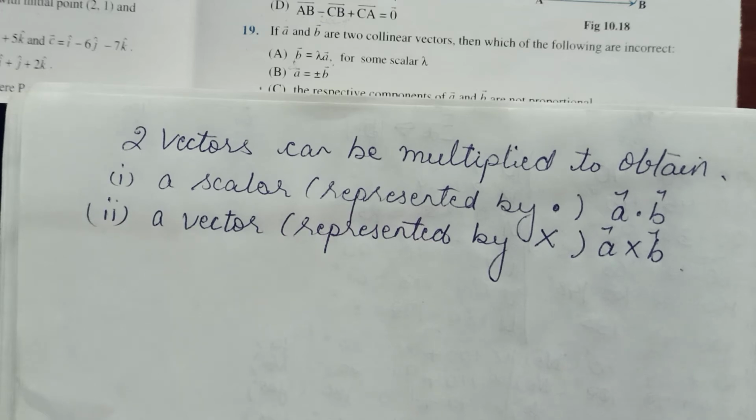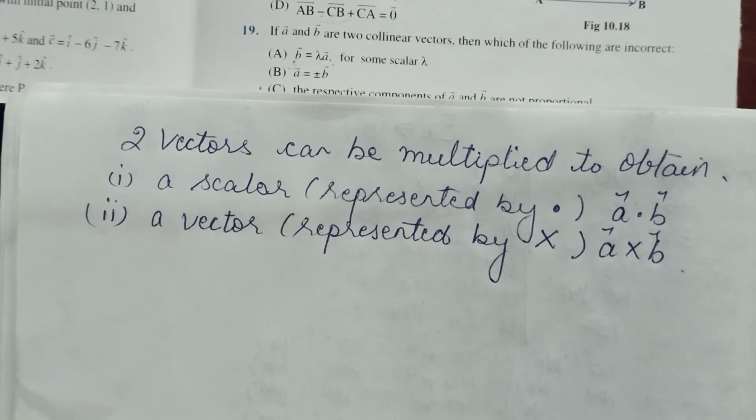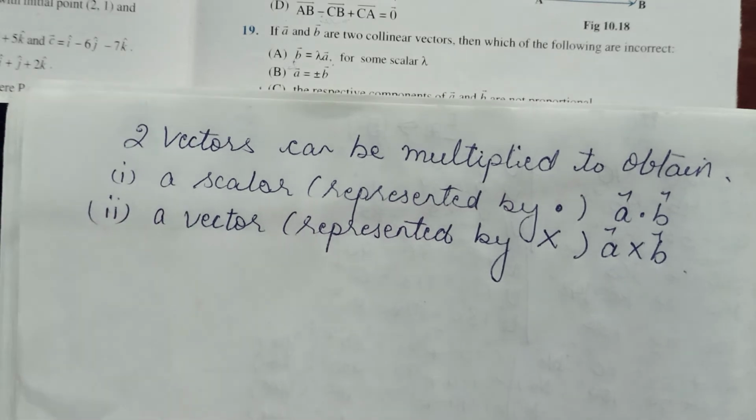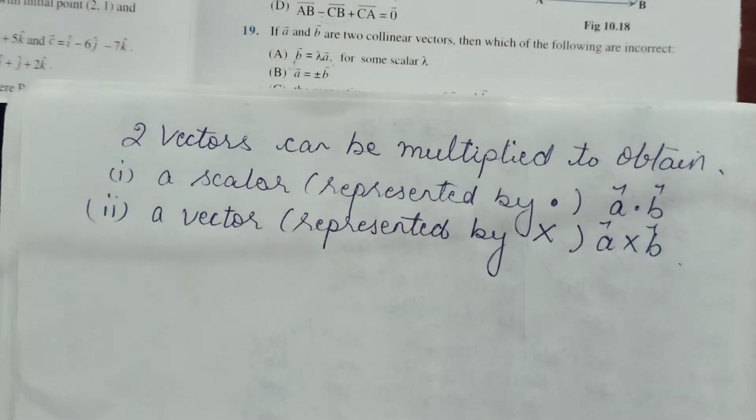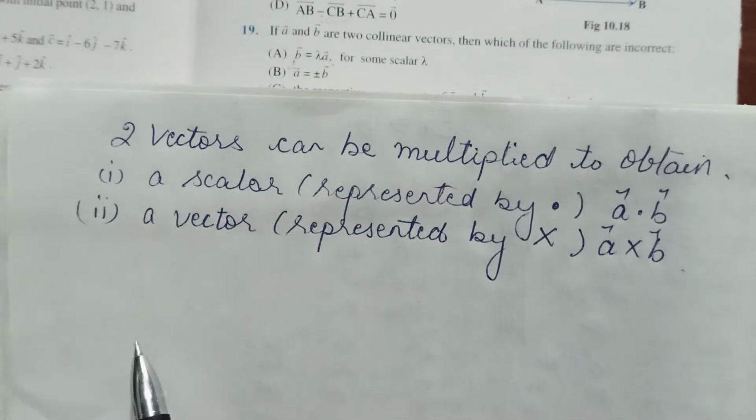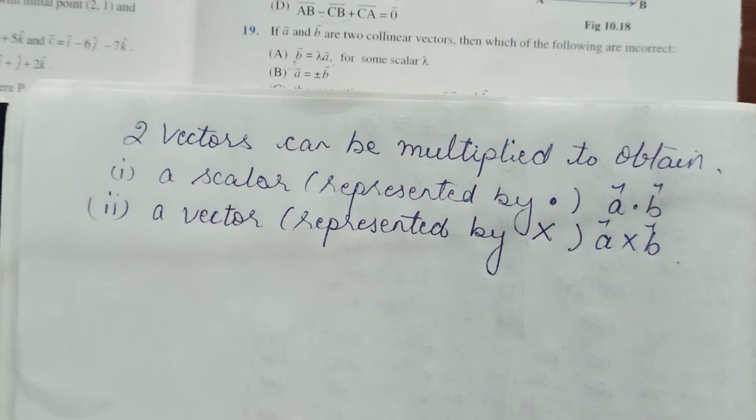Class 12, we've already seen one of the operations on vectors, that is addition of vectors. Then we've also studied a bit about scalar multiplication. Now we are coming to when we multiply one vector with another vector. When two vectors are being multiplied, children, there are two types of products defined.